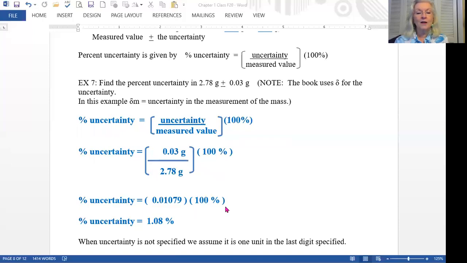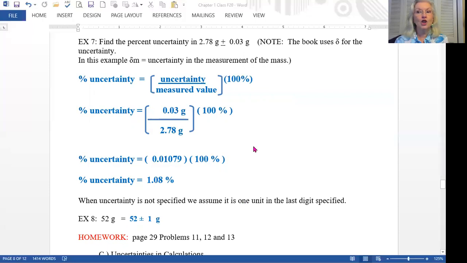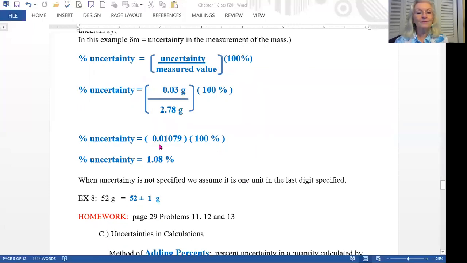0.01079. Multiply that by 100. I know I've written down the percent. If your calculator has a percent button, don't use it. Taking a number and multiplying it by 100 turns it into a percentage if your number's calculated in this way. So we would have 1.08%. Again, don't use the percent button on your calculator.